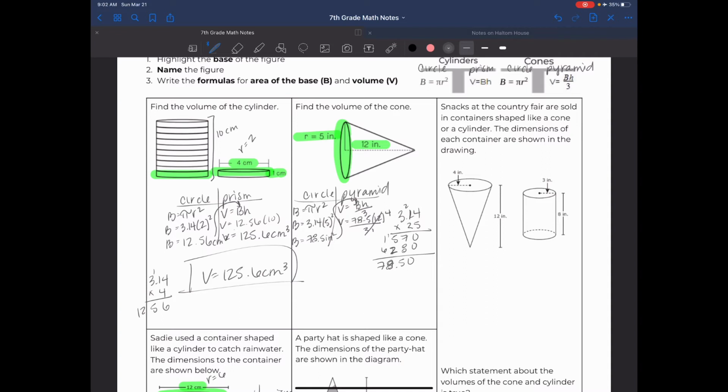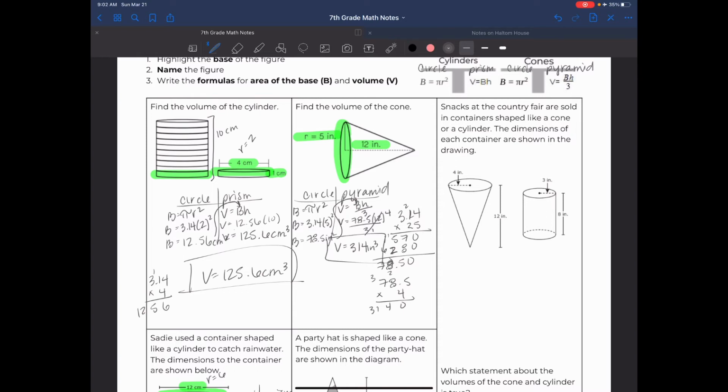Like, how cool. I don't have to multiply by 12 and then divide by 3. I can just multiply by 4 and boom, I'm done. So let's do that. 78.5 times 4. 5 times 4 is 20, 8 times 4 is 32, plus 2 is 34, 7 times 4 is 28, plus 3 is 31. Boom, shakalaka. Love it. Okay, volume equals 314 inches cubed.